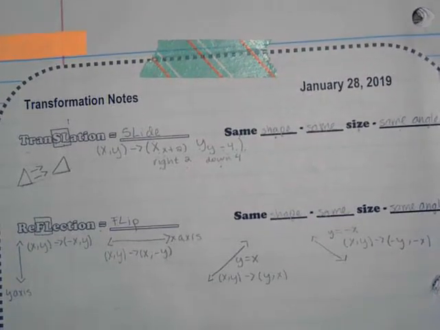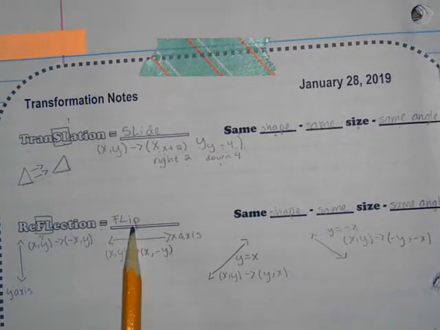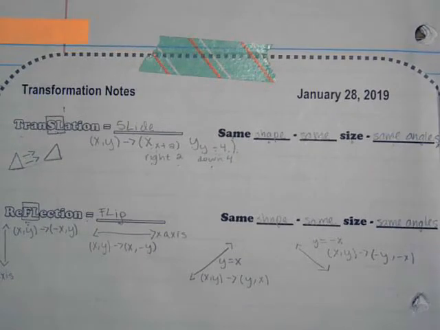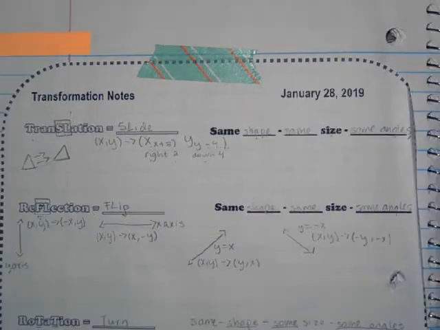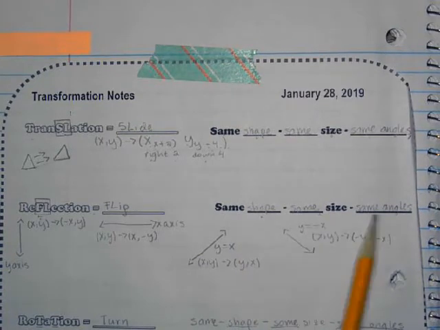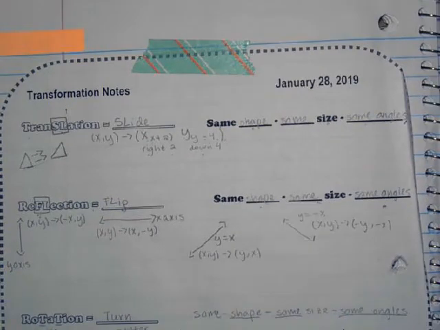A reflection is a flip, which is why the F and the L are capitalized. Again, it's a congruent transformation, which means that even though I flip it, the shape is the same, the size is the same, and all the angles retain their measure. Okay? So we're going to flip most often over the following lines.